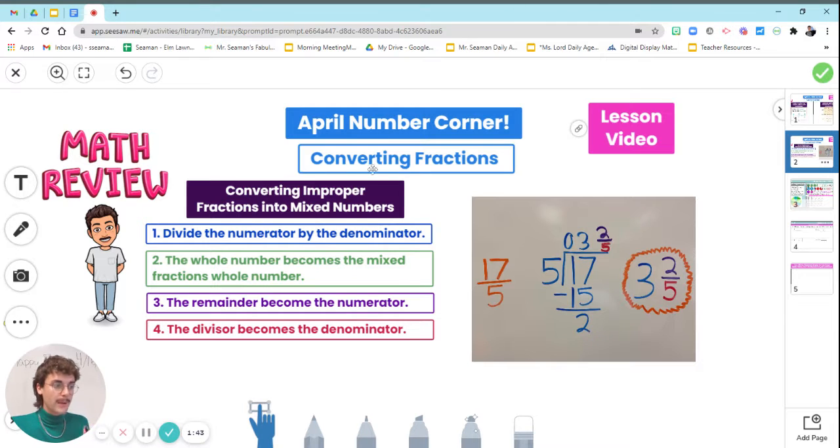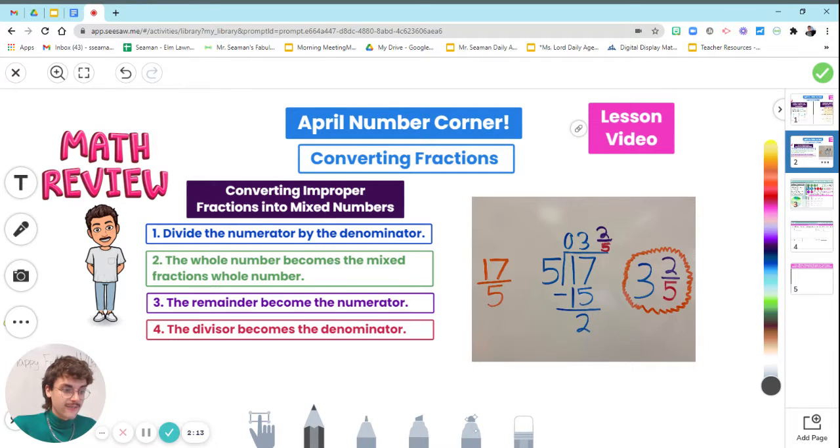If we have an improper fraction and we want to change it to a mixed number, there are 4 steps that we follow. The first step is dividing the numerator by the denominator. In this case, 17 divided by 5. Then the whole number becomes the mixed number's whole number. So that was a weird sentence there, but let me explain what I mean. When we divided 17 by 5, our whole number that we got was 3. That 3 then became our mixed number whole.